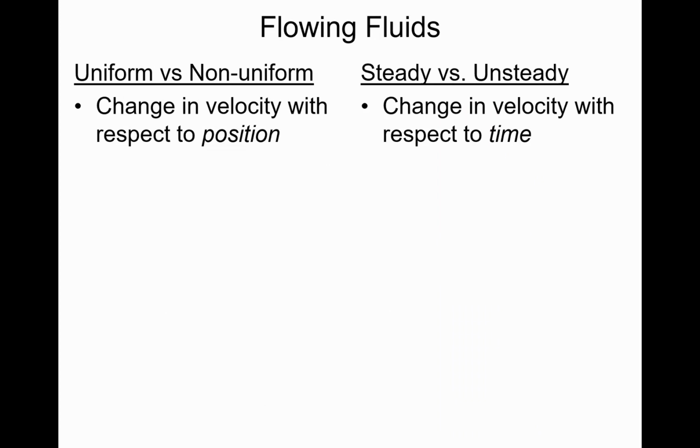So just to summarize, we are going to build out a table that compares different flow classifications. What we've seen so far is that flow can be classified as either non-uniform or uniform, and that has to do with position. And flow can be steady or unsteady. You can have any combination of those two. For example, you can have uniform flow that is steady, and you can also have uniform flow that is unsteady. And you can have unsteady, non-uniform flow. So it's a 2x2 matrix there.